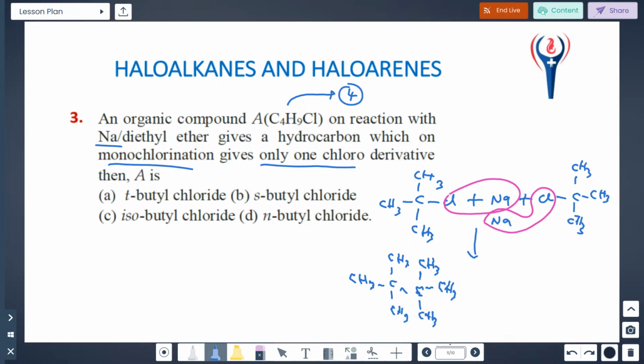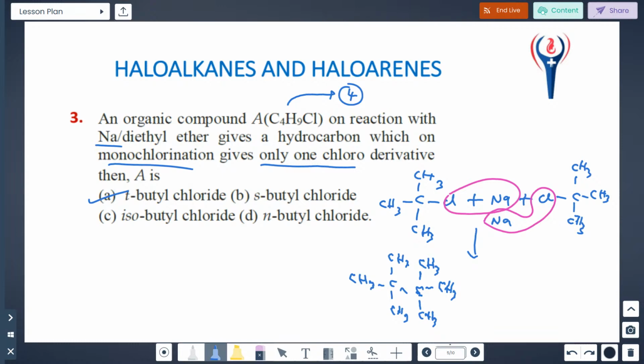The CH3 groups, all are CH3, so at any place we can replace the hydrogen by chlorine, and the compounds look the same. Then which kind of compound should we take among the 4 isomers? If you take tertiary butyl halide, that's the correct one. If you take secondary butyl or isobutyl, we will not get this.